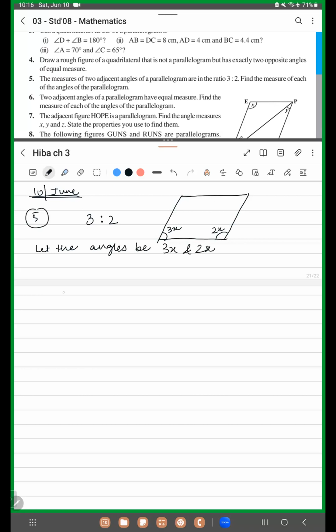Very good. Why? Because they are adjacent angles. Yes, adjacent angles are supplementary. Okay. Then that will be equal to 5x. So x is equal to 180 by 5, which will be 36 degrees. X will be 36, very good.